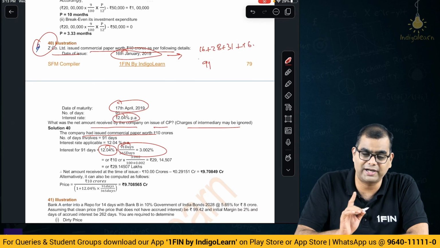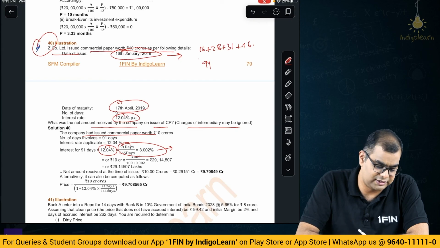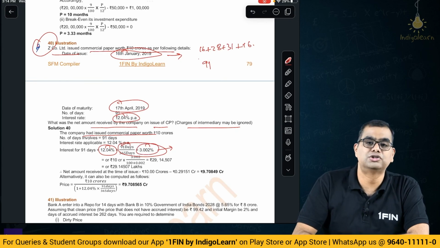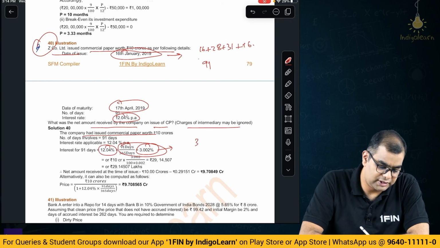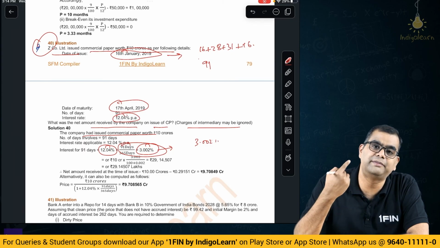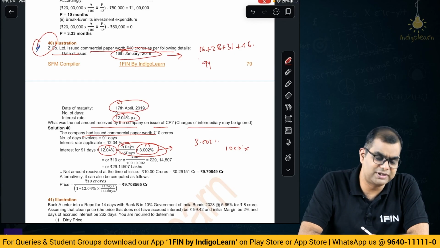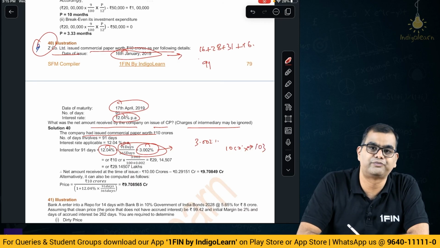You should find out. You should not directly multiply 12.4% into 91 by 365 into 10 crores, that is the interest value, no. You first find out the interest for 91 days, which is the applicable rate, whatever is the yield for that, 3.002%. So, 3.002 is what you have to pay. You are going to receive some money on which when you add 3.002%, it becomes 10 crores. So, 10 crores, let us for argument's sake ignore this 3.002, let us take it as 3. This 10 crores is equivalent to 103.